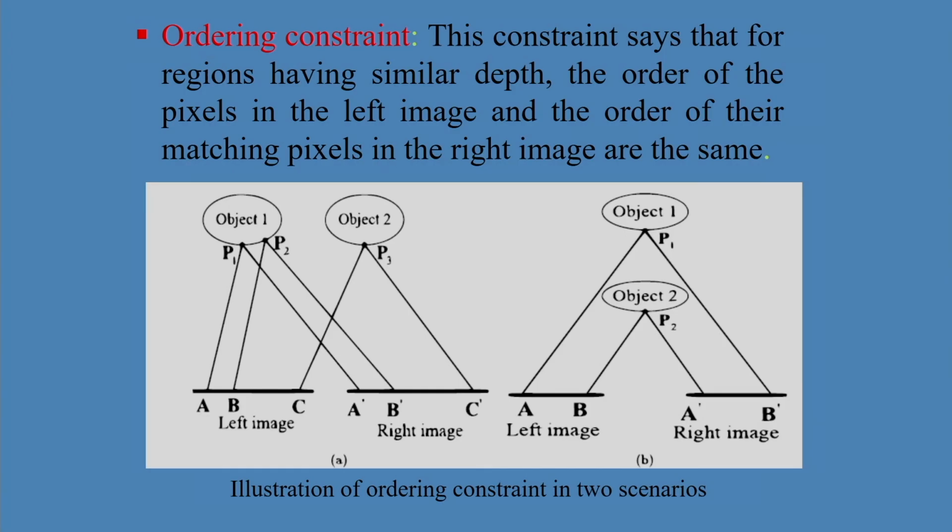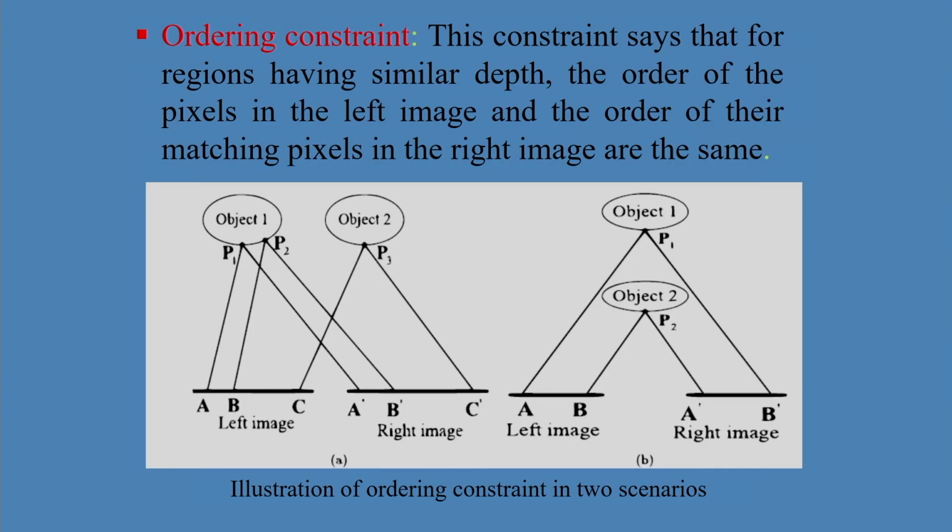This constraint says that for regions having similar depth, the order of the pixels in the left image and the order of their matching pixels in the right image are the same. So, here I have shown two cases, A and B, illustrating the ordering constraint in two scenarios. In the first example, the ordering constraint is fulfilled.